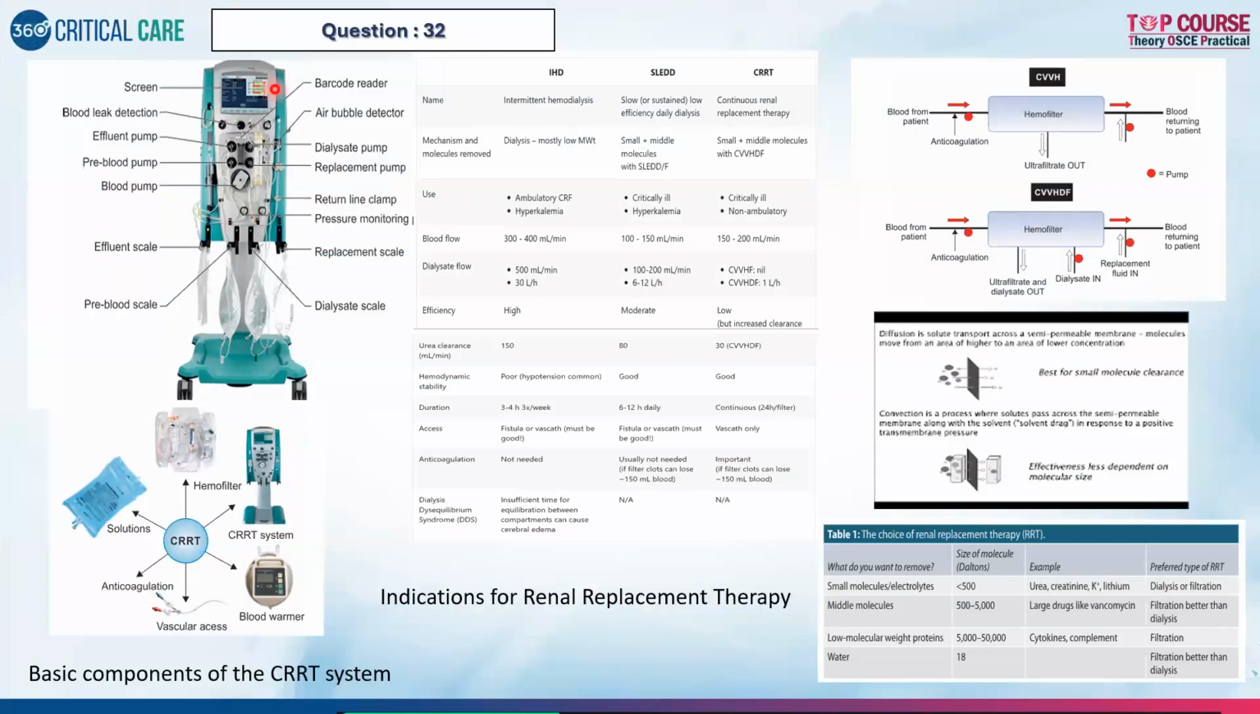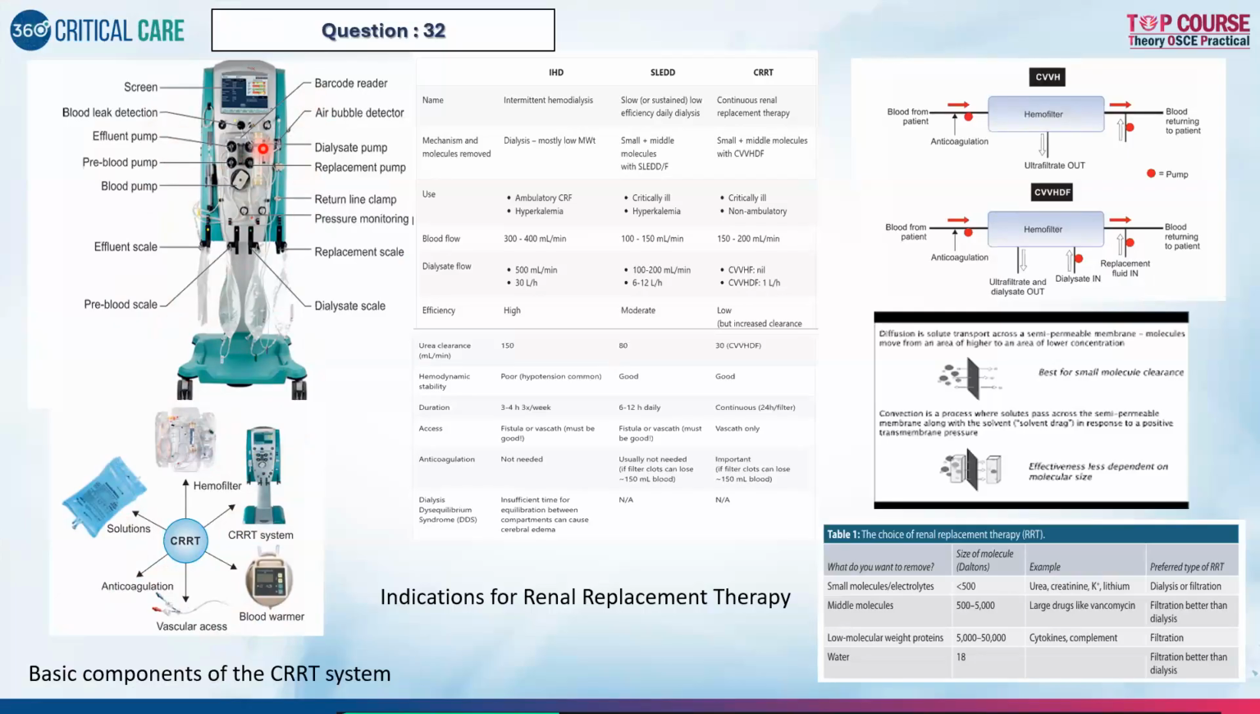First of all, if you are given this kind of a system, one needs to note the basic components that comprise the CRRT system, which is the system itself, the warmer, the vascular access, anticoagulation solutions, and the hemofilter. And what are the parts of this? It is divided into 3 units: the communication unit, the flow control unit, and the fluid control unit, and the various pumps one needs to know.